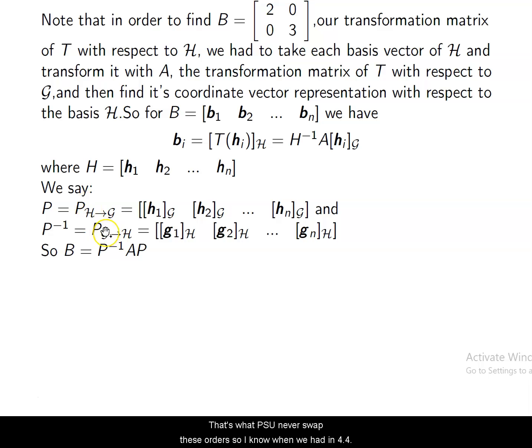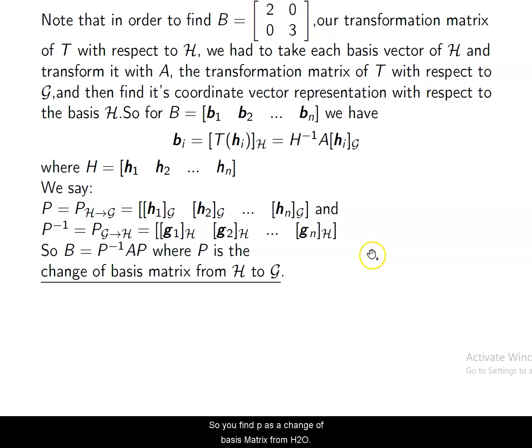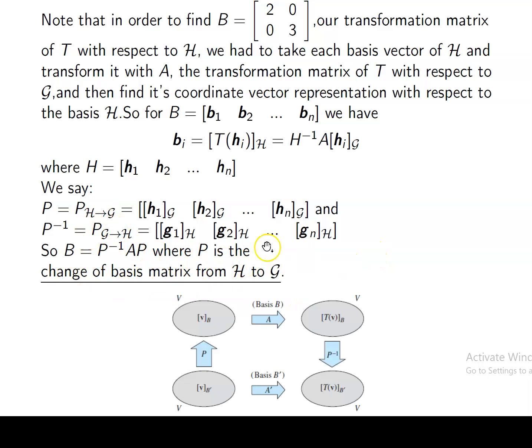So I know when we had in 4.4, we considered P to be whatever one we were in that we wanted to go into. It's not the same here. Here, P is always from H to G. P inverse is always G to H. Okay, don't swap the orders or you'll get confused in the things we have to do in this course. Right, so we define P as the change of basis matrix from H to G.